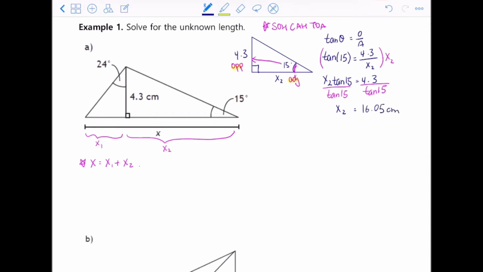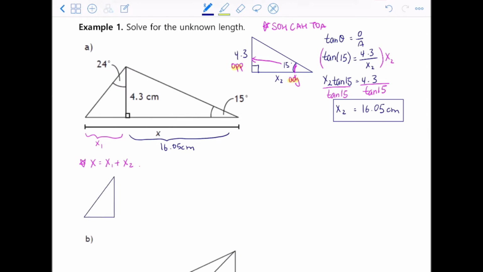16.05 centimeter. I like to keep 2 decimal places just in case, but understand that there's only 1 decimal place listed in the diagram, so at the end I'm going to round it to 1 decimal place. For now, let's keep 2 in case there are any issues at the end. You always round at the end. All right, so we have x2, so x2 equals 16.05 centimeter.